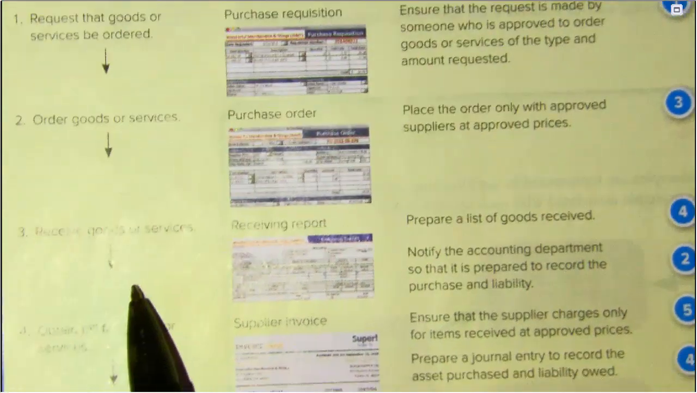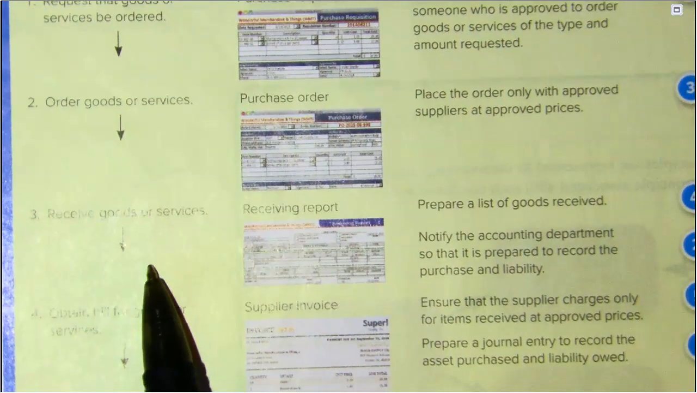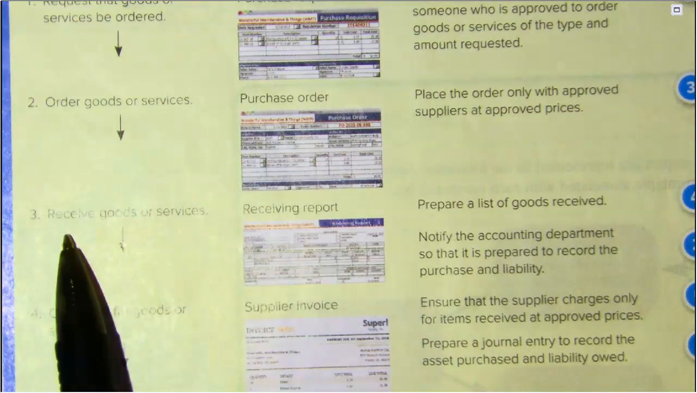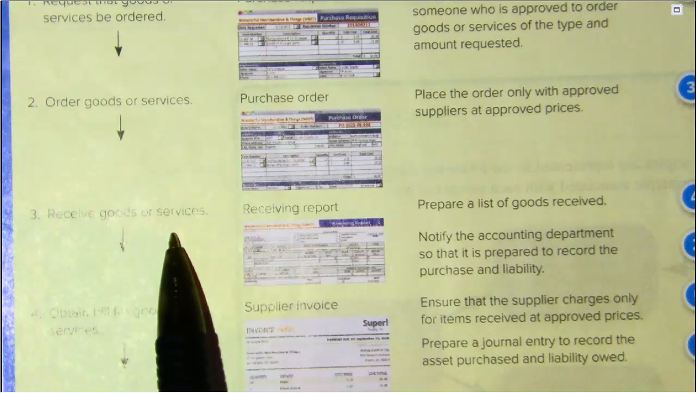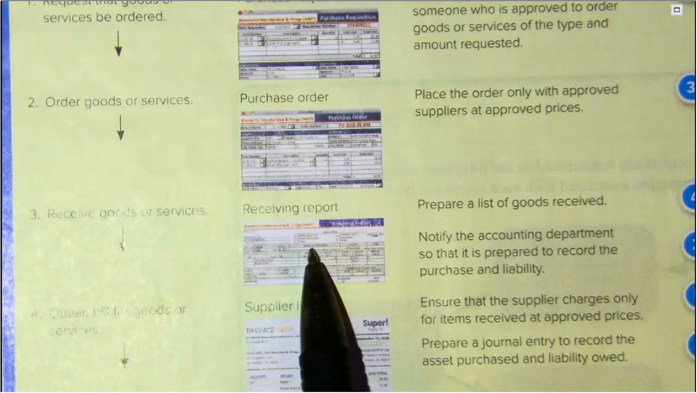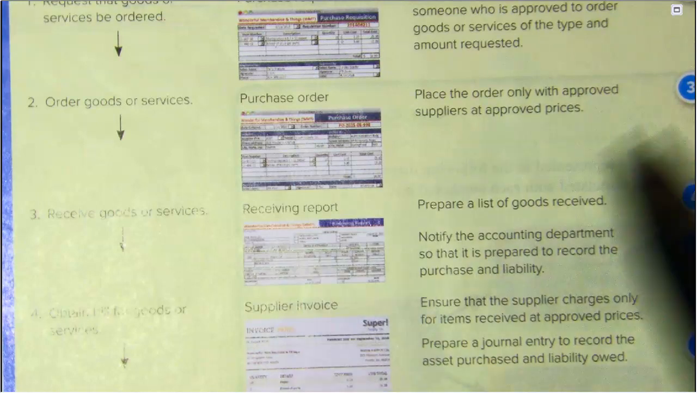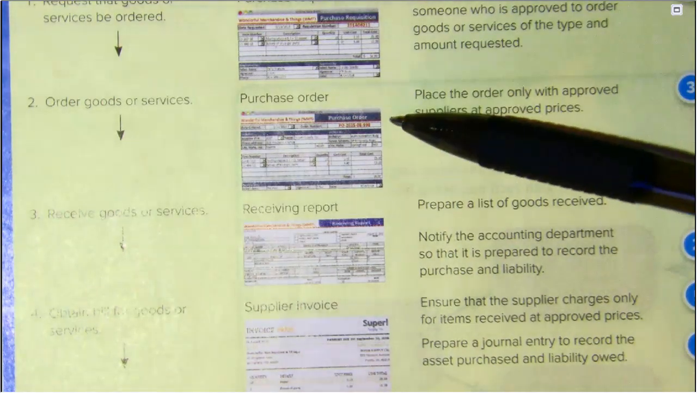In the third step, after the purchase order is sent to the authorized vendor or supplier, the vendor then ships the goods. So the company receives the goods or services, and they prepare a receiving report. That's done by the receiving department. And on the receiving report, they get a copy, actually, of the purchase order.